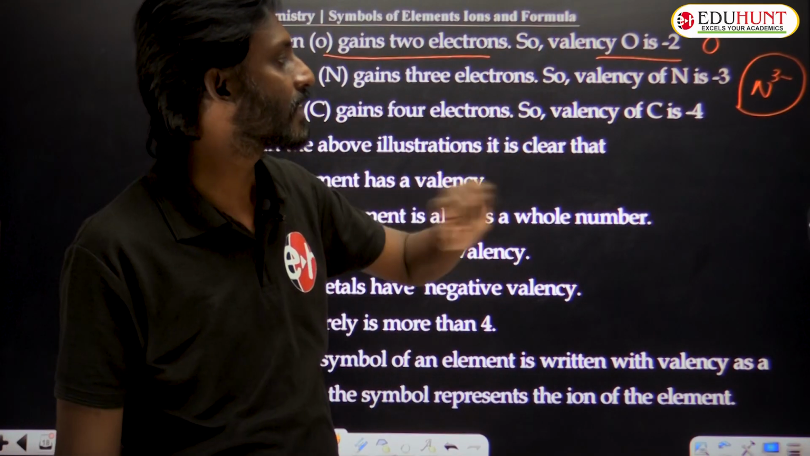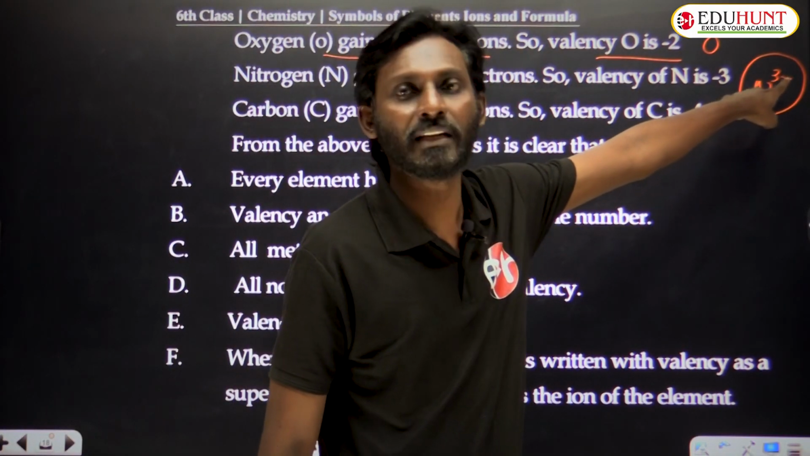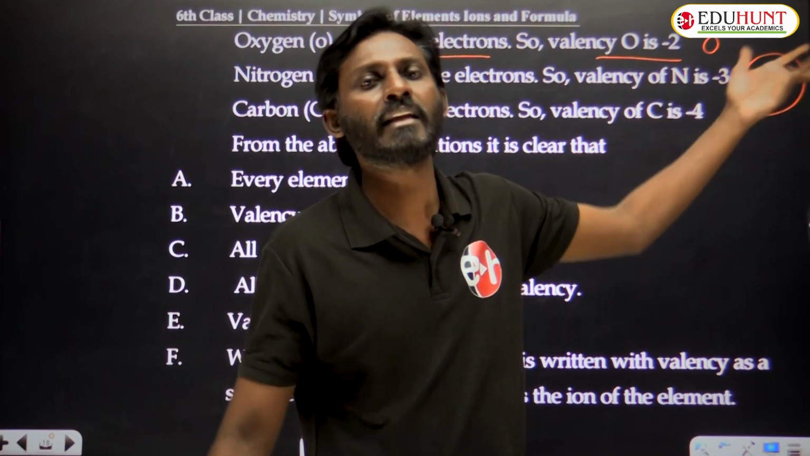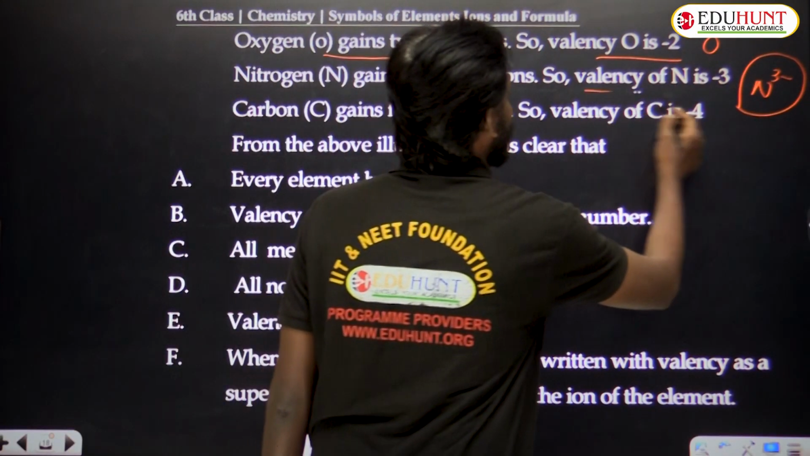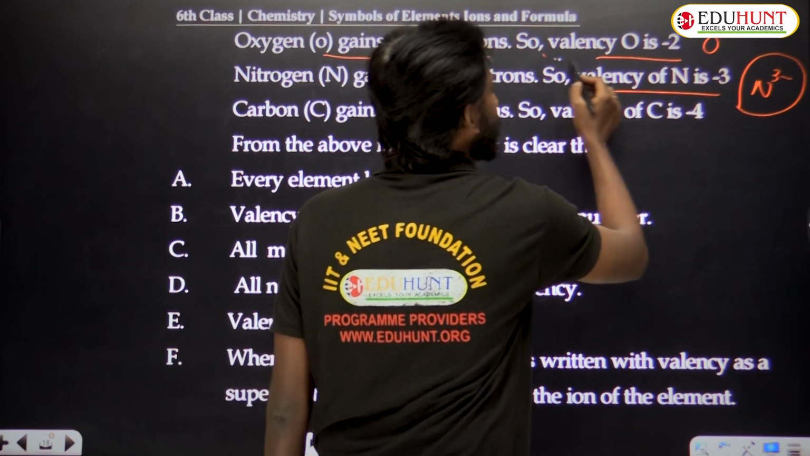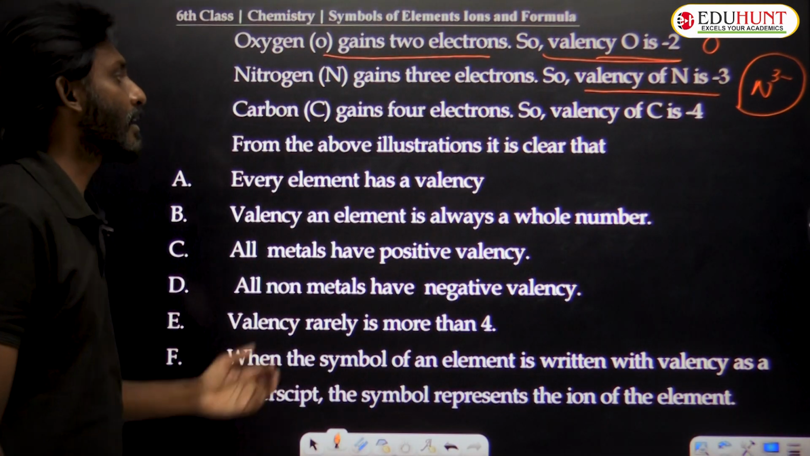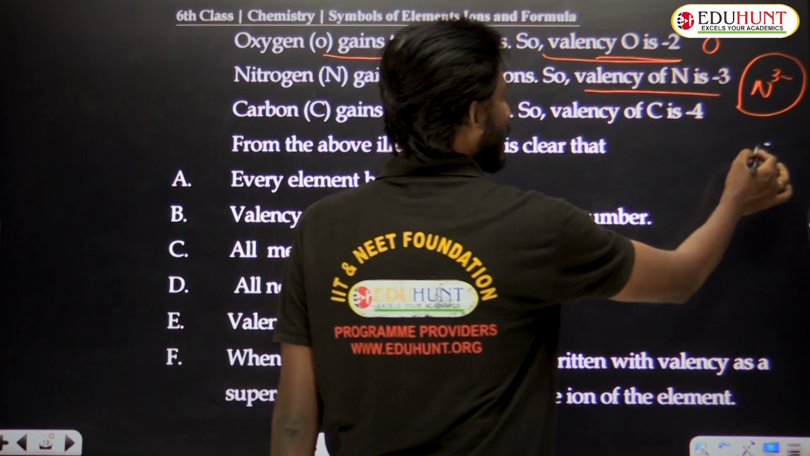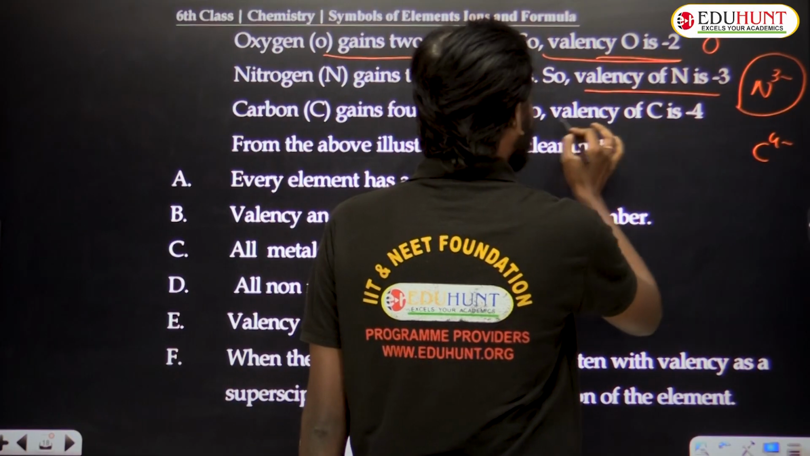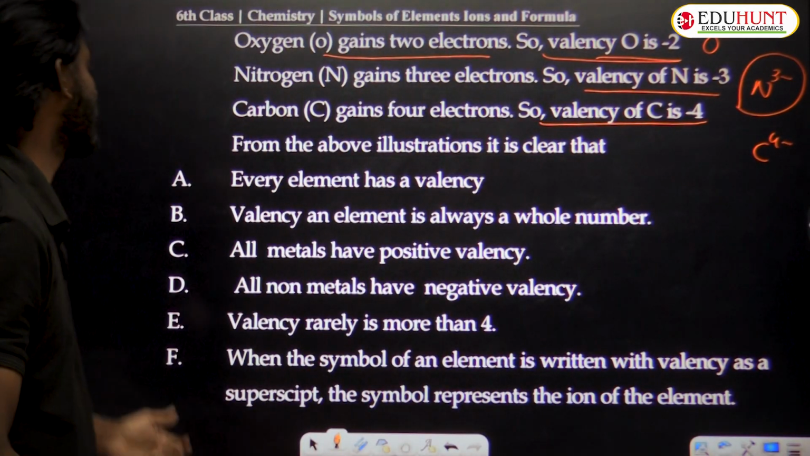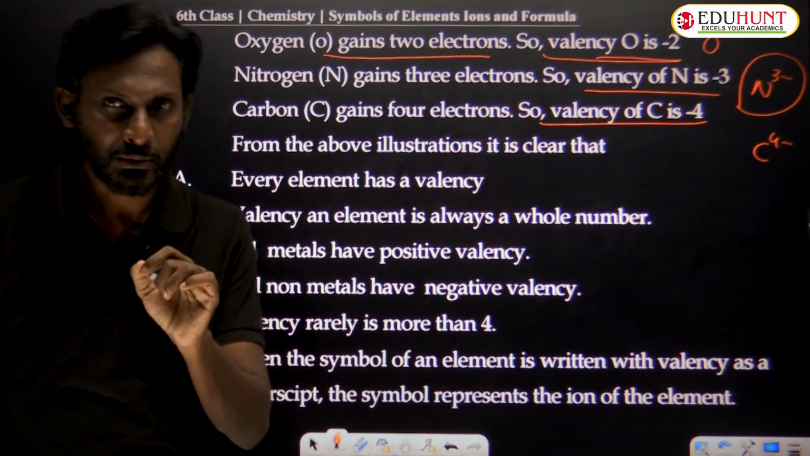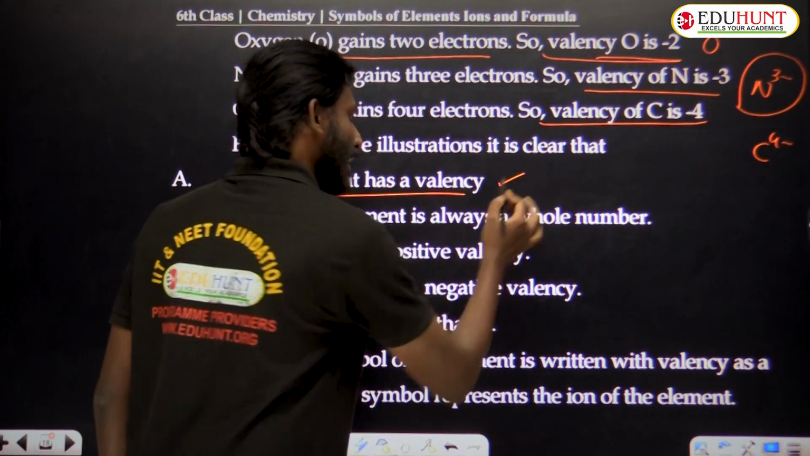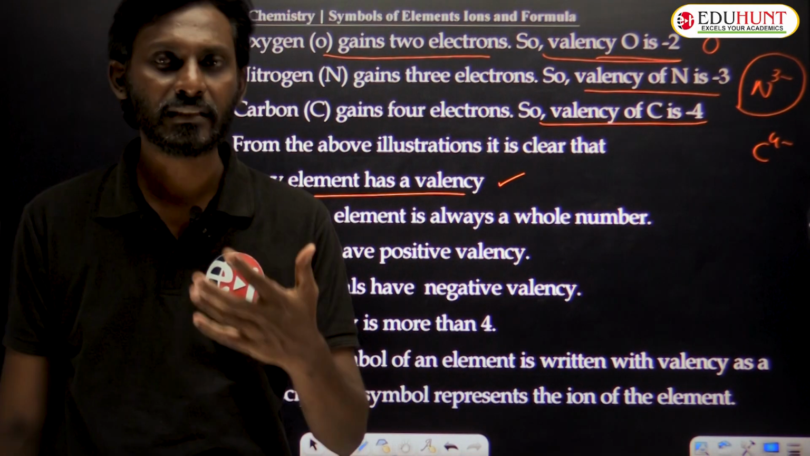By looking at the charge, you can identify the valency. If the charge is 3 negative, the valency is -3. If the charge is 2 negative, the valency is -2. Similarly, if carbon gains 4 electrons, then the ion will be C4 minus, and the valency of carbon is -4. Like this. But there are a few important points we need to understand. Every element has a valency. I told you already, every element has a particular valency generally.